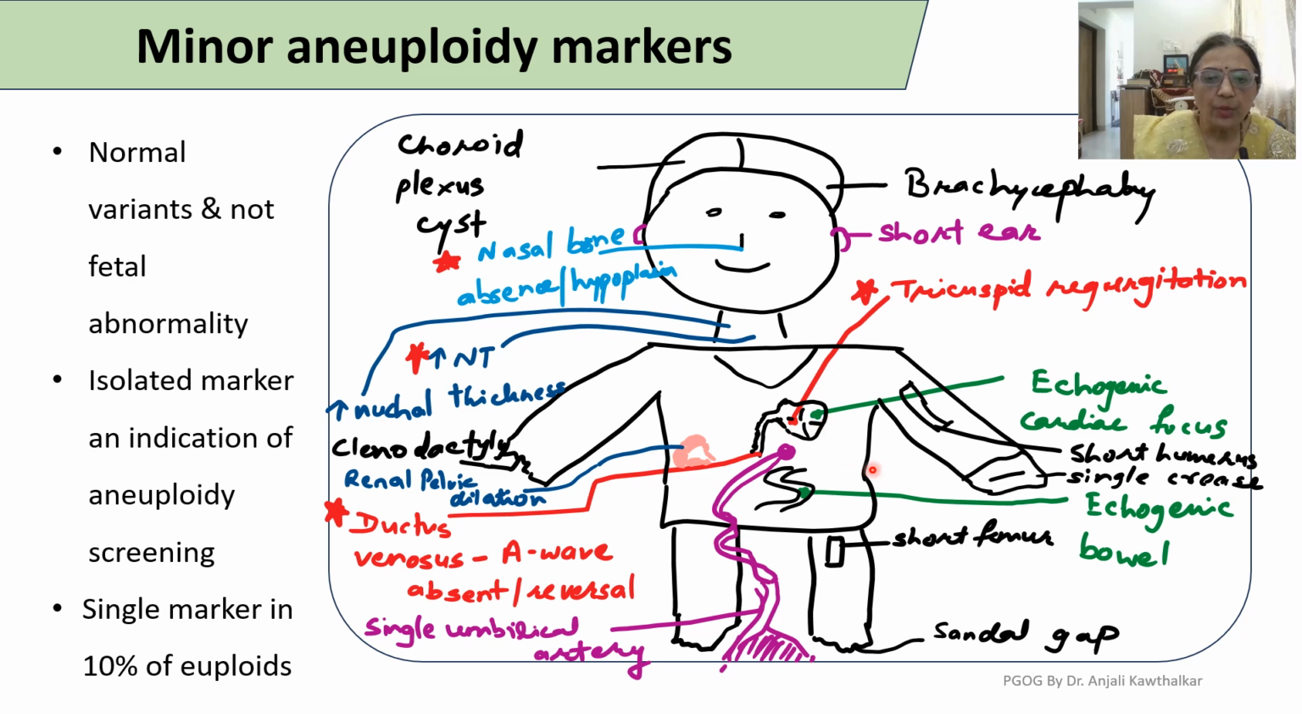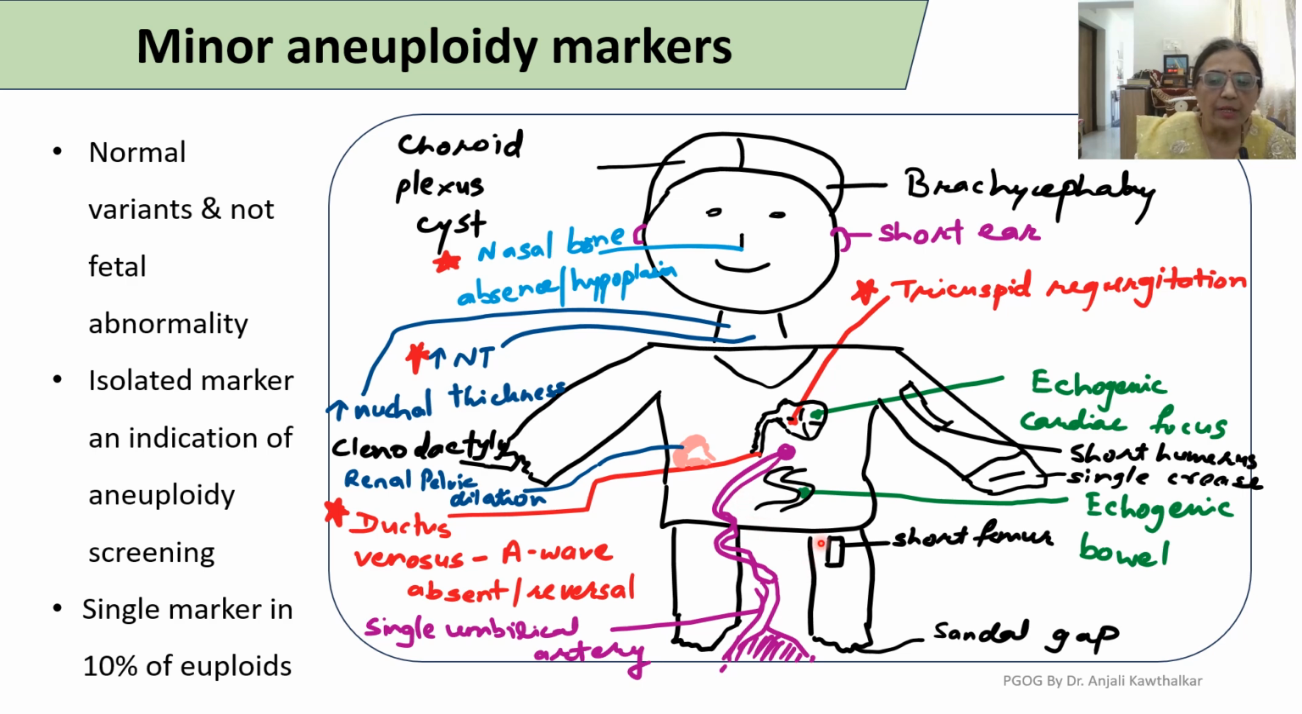Now we come to the abdomen, where there can be echogenic bowel or renal pelvic dilation. These two can be there. And in the umbilical cord, there can be a single umbilical artery, and that is also one. So for the abdomen area, you can remember that there are three in the baby. One is related to the kidney, renal pelvic dilation. Second is the intestine, echogenic bowel. And third is the umbilical cord having a single umbilical artery.